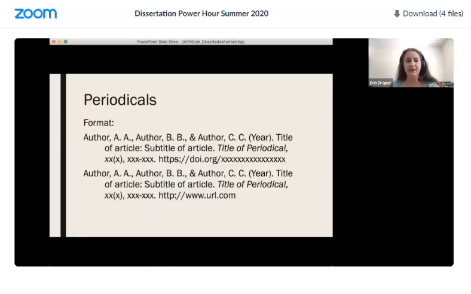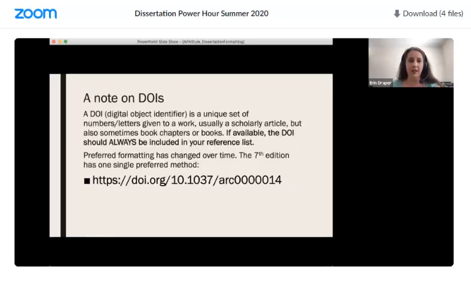So here's an example of a periodical in its format. So you can see here again, you have the author and the year. My article title uses sentence case capitalization. The title of my periodical is italicized and uses title case capitalization. My volume number is also italicized. Then I have an issue number and page number. And then it's followed by either the DOI, or if it's a journal that has the URL, like homepage where you got that journal article from, you can put that instead or as well.